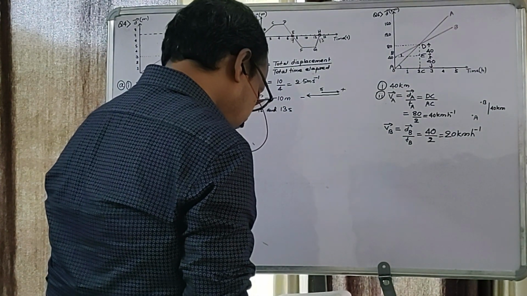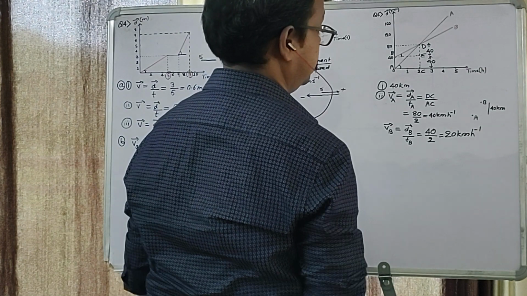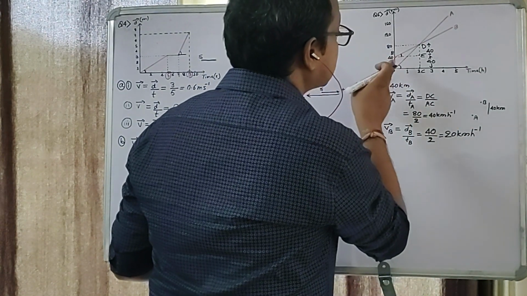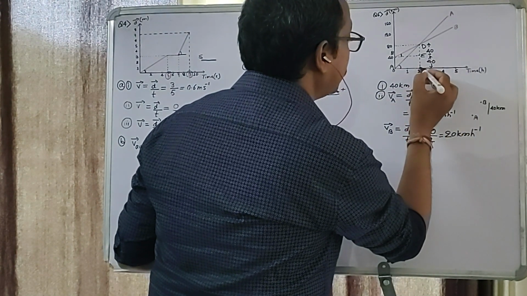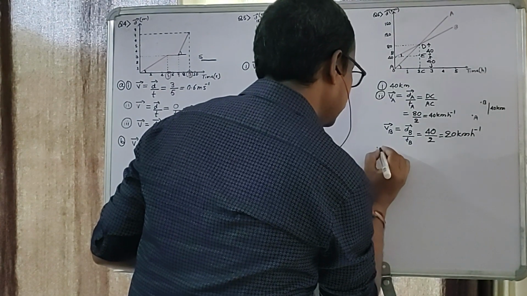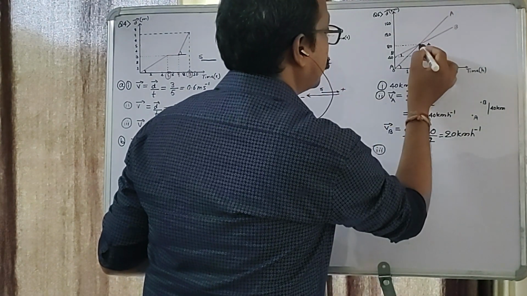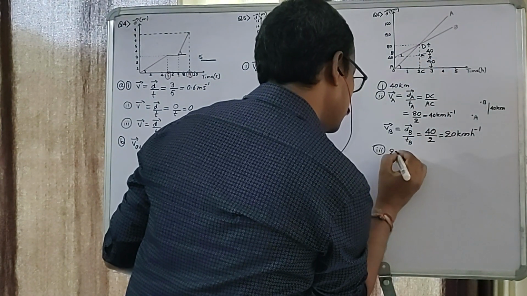Now they are asking the time at which car A catches car B. From this graph we can see the point of intersection. So where is the point of intersection? The point of intersection is D, which corresponds to 2 hours.